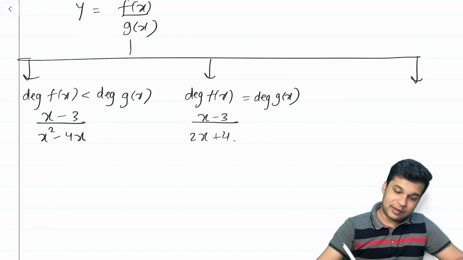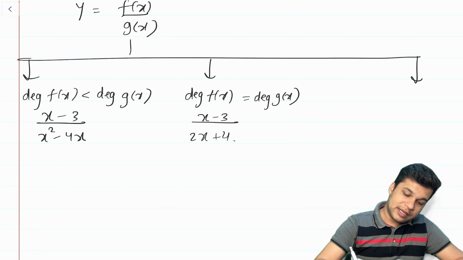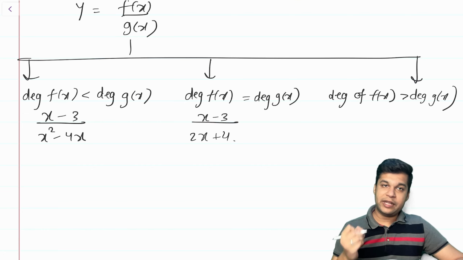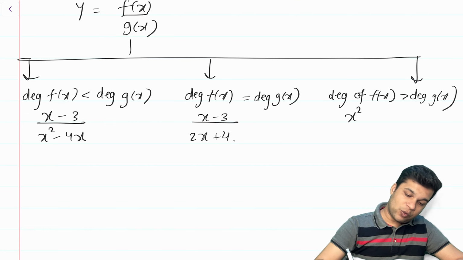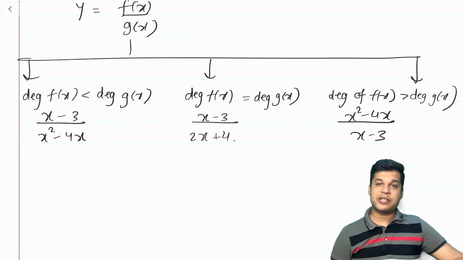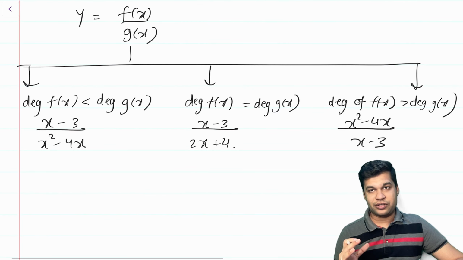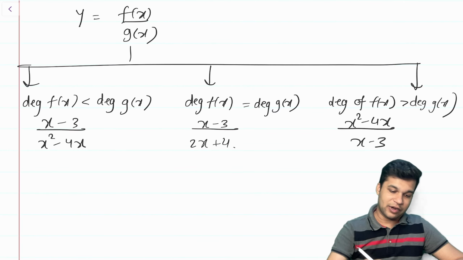The third possibility is that the degree of f(x) is greater than the degree of g(x). What is an example? The example is (x square minus 4x) divided by (x minus 3). So these are the three possibilities in a rational function.